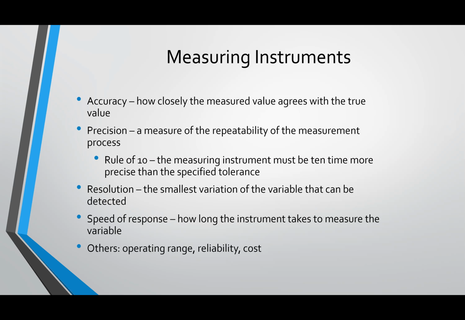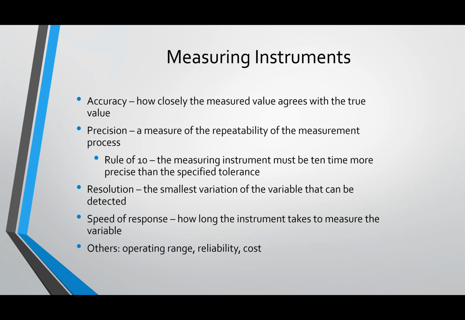So that's accuracy. Precision is about repeatability. How often can you get the same measurement in a row? And when you're looking at that precision, the rule of 10 says that the measuring instrument must be 10 times more precise than the specified tolerance.